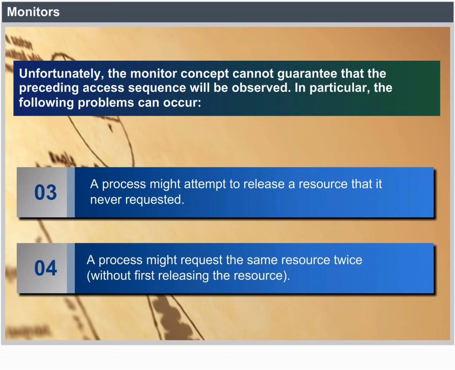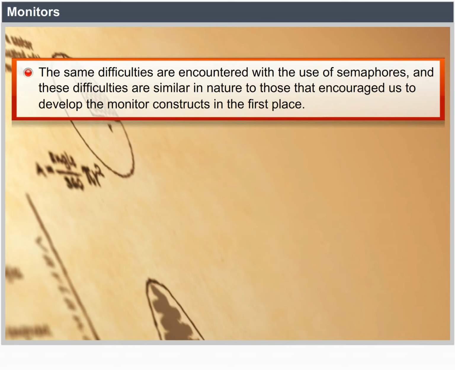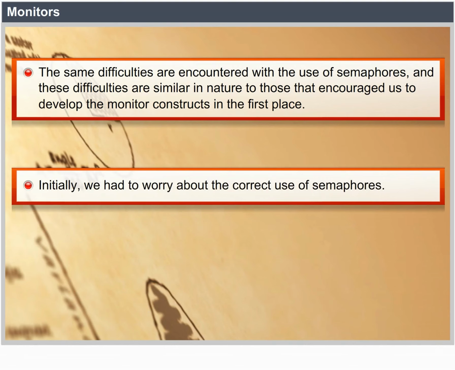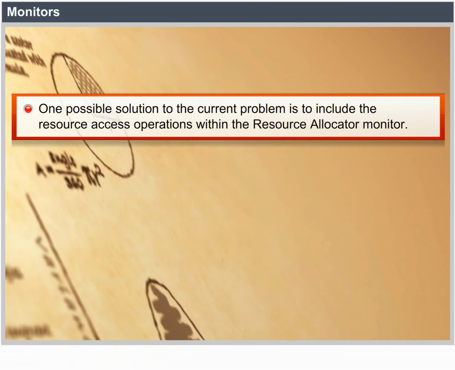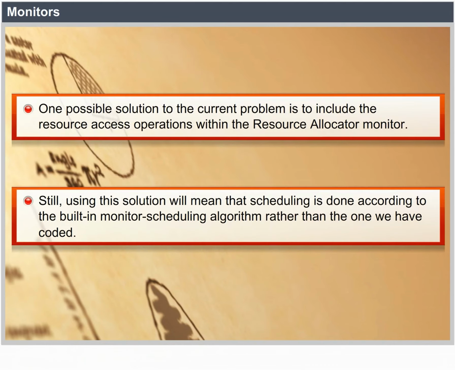The same difficulties are encountered with the use of semaphores, and these difficulties are similar in nature to those that encouraged us to develop the monitor constructs in the first place. Previously, we had to worry about the correct use of semaphores. Now we have to worry about the correct use of higher-level programmer-defined operations with which the compiler can no longer assist us. One possible solution to the current problem is to include the resource access operations within the ResourceAllocator monitor. However, using this solution will mean that scheduling is done according to the built-in monitor scheduling algorithm rather than the one we have coded.